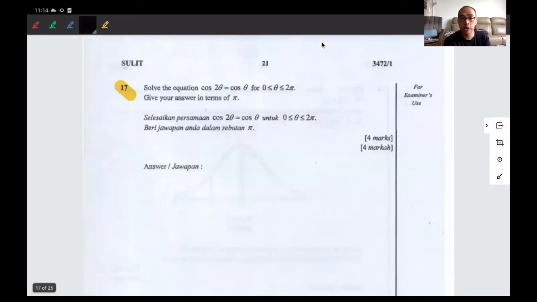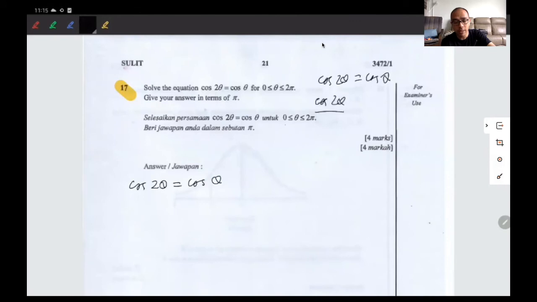Okay, solve the equation cos 2 theta equals to cos theta, for 0 to 2 pi. So let's start with this. Cos 2 theta equals to cos theta. Common mistake. Most people will do this common mistake. Cos 2 theta equals to cos theta, then bring it down: cos 2 theta divide by cos theta equals to 1. Therefore, cos cancels with cos, theta cancels with theta. Therefore, 2 equals to 1. Wow!